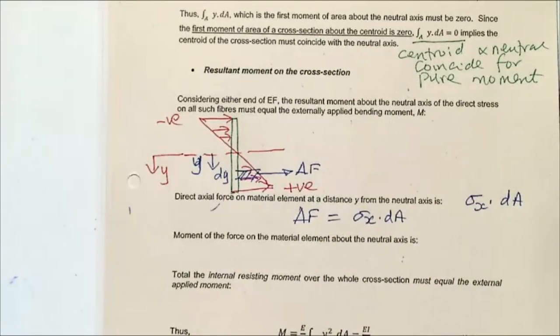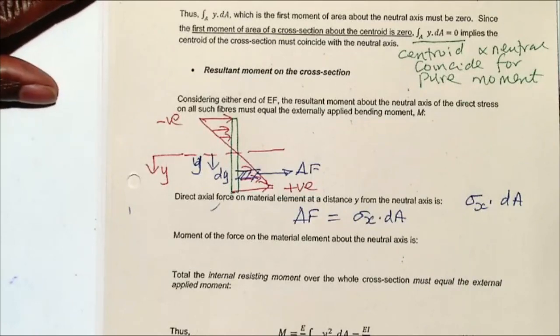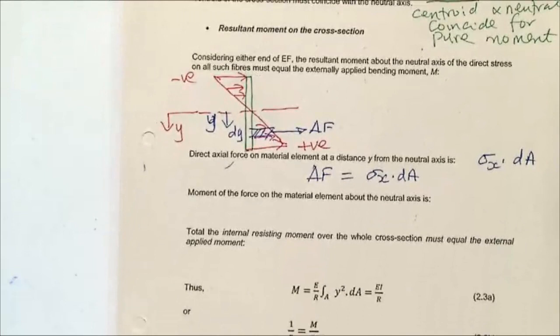But that will have a moment about the neutral axis. And what will be the moment about the neutral axis? What is the moment of delta F about the neutral axis? Zero. Sorry? Zero? Okay. Maybe I just ask, how do you find the moment of a force? Well, moment depends on the distance. So what's the distance of F from the neutral axis? dy.